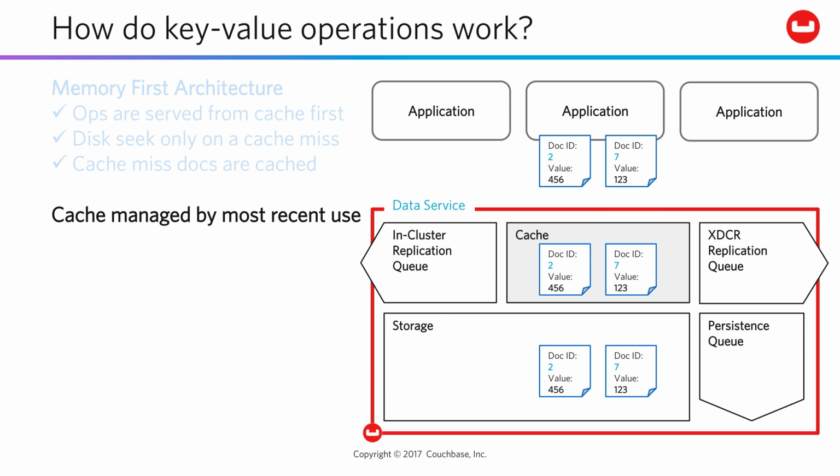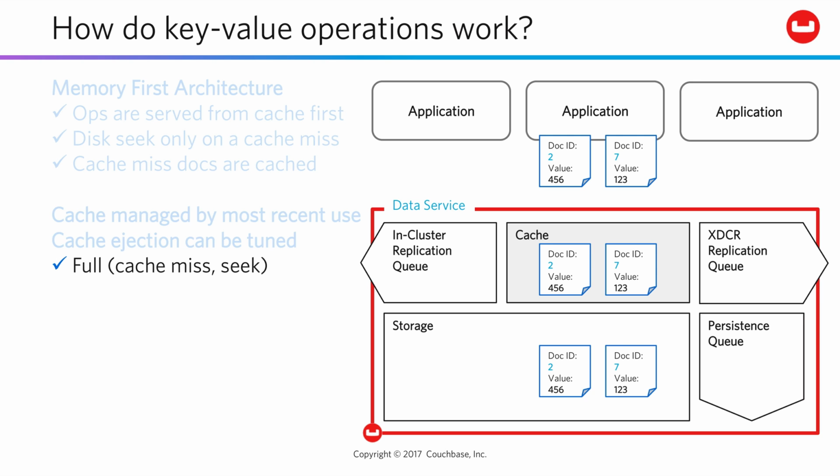The cache is managed based on most recent document use, and cache ejection can be tuned for either full ejection, which means a subsequent cache miss requires a disk seek, or value-only ejection, which leaves keys in cache and only ejects the values. Which is best depends on key size, data volume, application demands, and similar factors.